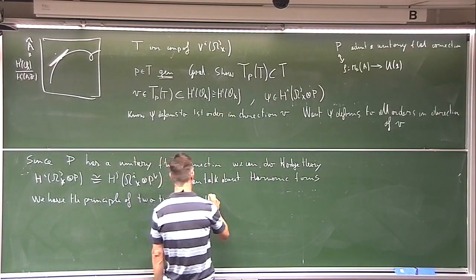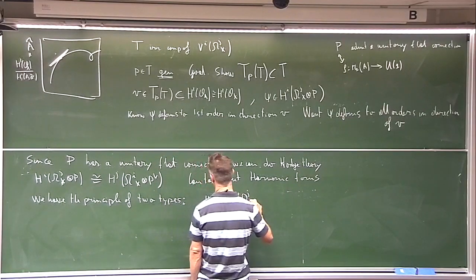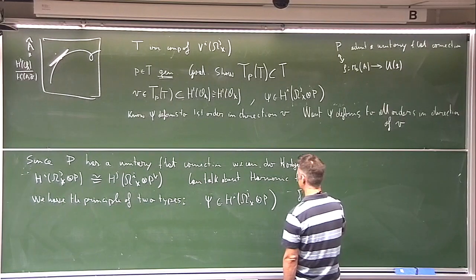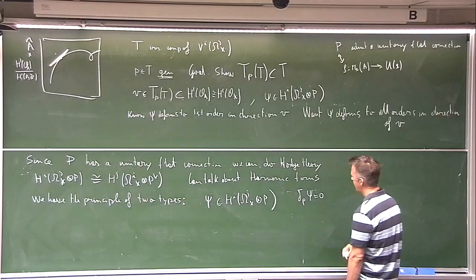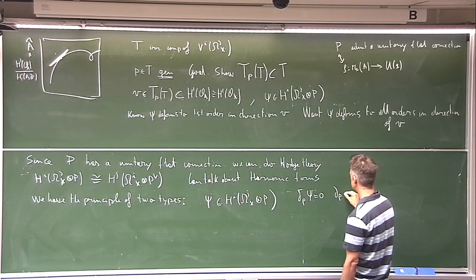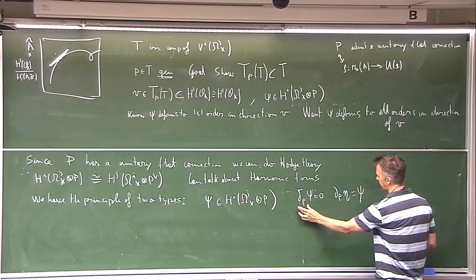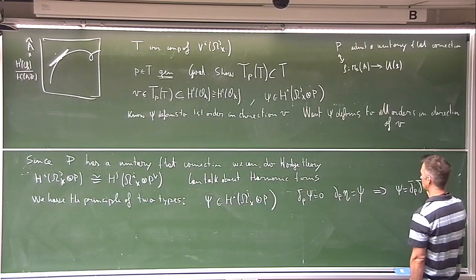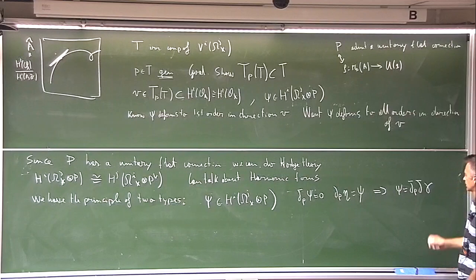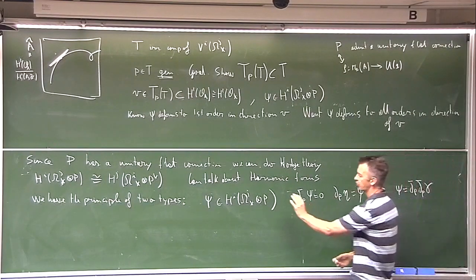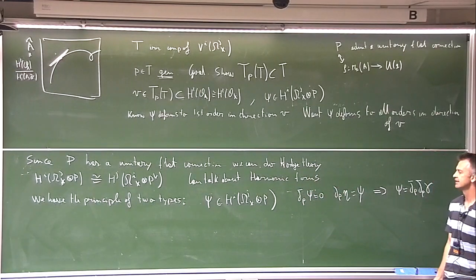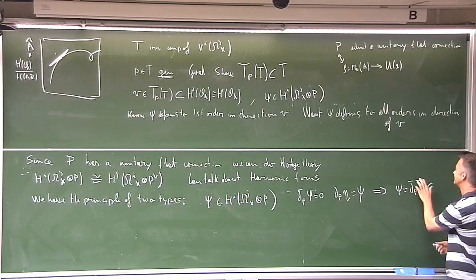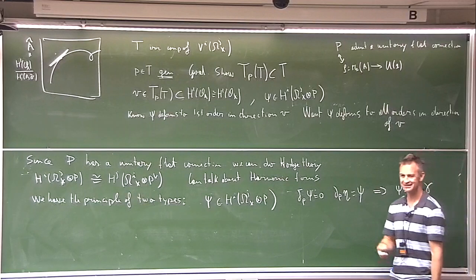So what does this say? Suppose that I have some form ψ in H^i(Ω^j_X ⊗ P), which is del bar_P of ψ is equal to 0, and it is, let's say, del exact. So it's closed for del bar, it's exact for del. Then ψ is del bar_P del of some γ. So P there too. If there was no P here, then it's the traditional principle of two types, and you can just develop the same exact Hodge theory.